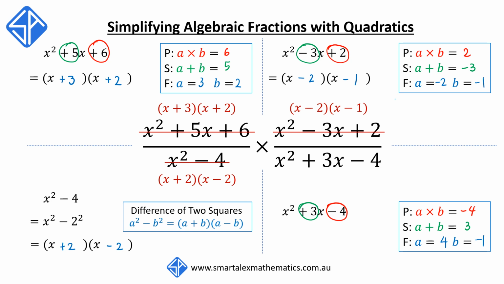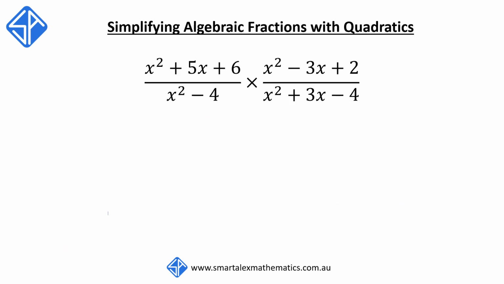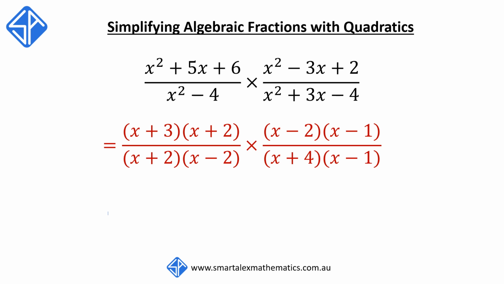give us 3. And the factorized form of x squared plus 3x minus 4 can now be written as x plus 4 times x minus 1. And similarly, we can replace x squared plus 3x minus 4 with the factorized form of x plus 4 times x minus 1. Now that we've done all the factorization, our original expression can now be written in the factorized form as follows.